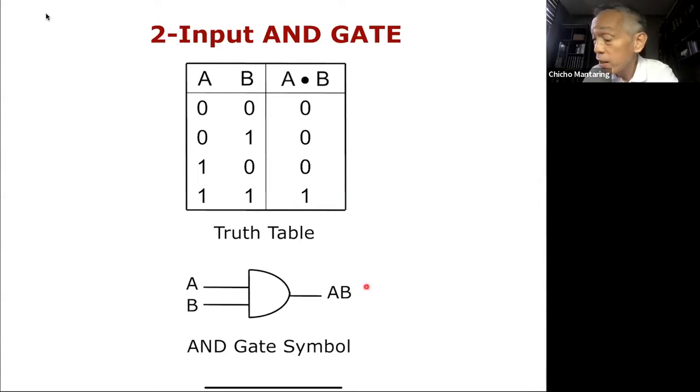So here is the implied AND. There is no dot operator, it is an implied AND. So when you see AB, then that's implied A and B. And this is your AND gate symbol.